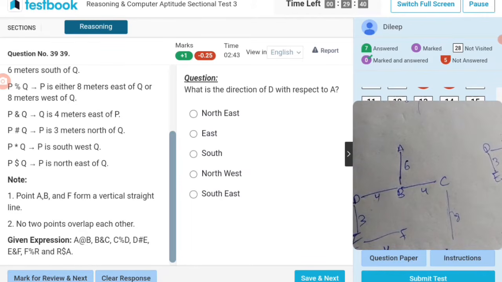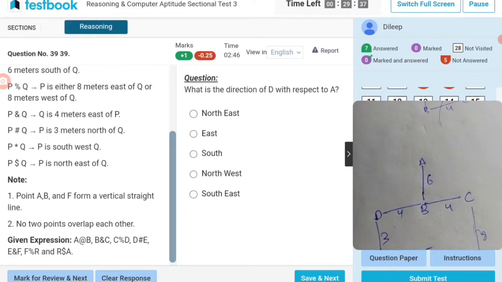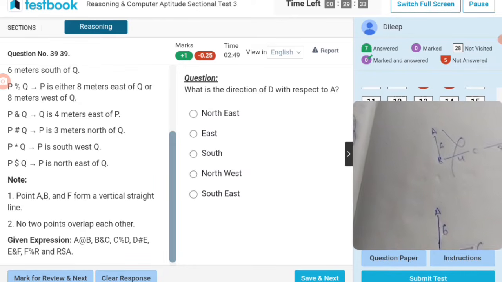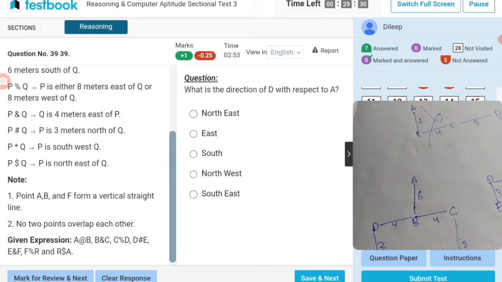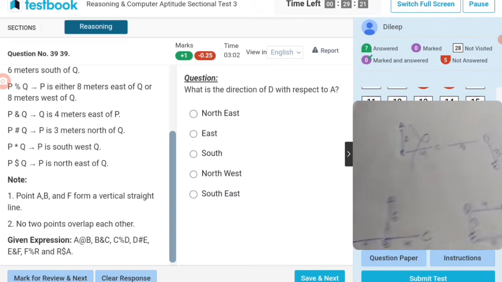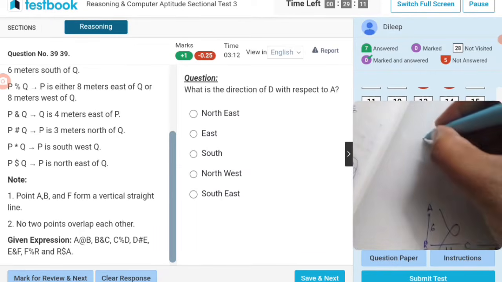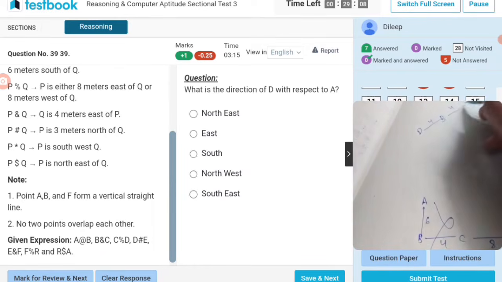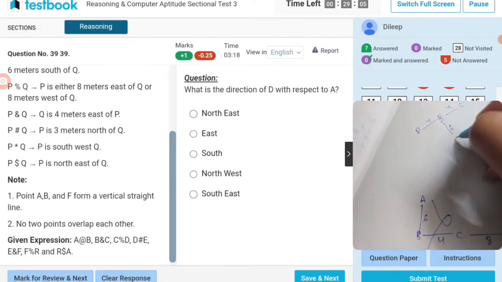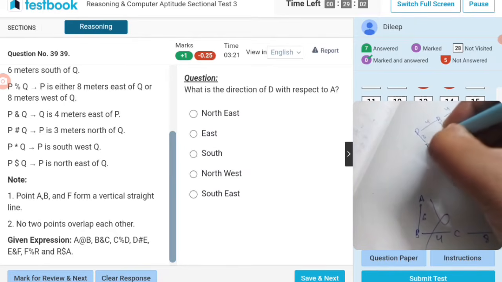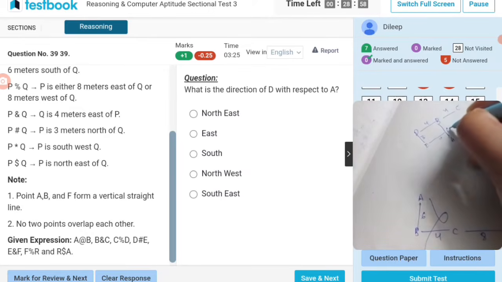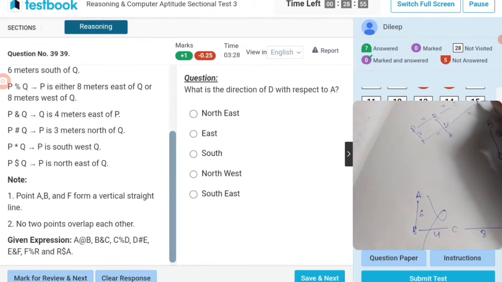F is 8 kilometers east of R, or 8 kilometers west of R. F is 8 kilometers east of R, or kilometers west of R.